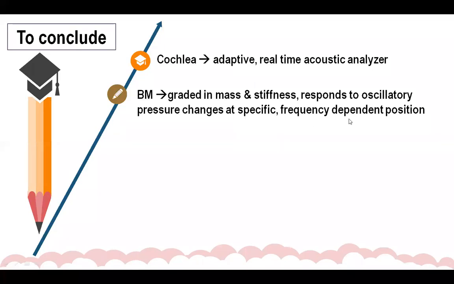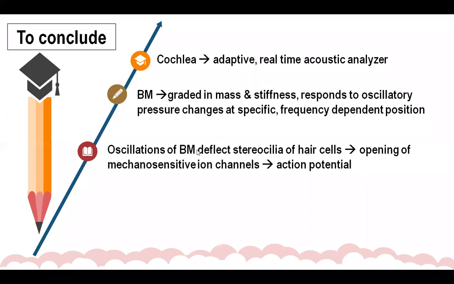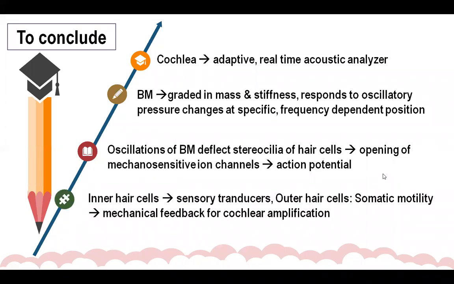So as it is graded in mass and stiffness, each section can respond to the oscillatory pressure changes at a specific frequency-dependent position. The oscillation of the basilar membrane causes shear forces which deflect the stereocilia of the hair cells. The hair cells have mechanosensitive ion channels which are linked to the adjacent stereocilia with the help of tip links. So whenever stretching of these ion channels occurs, the entry of potassium occurs, which causes depolarization and release of neurotransmitters, consequently resulting in generation of action potential.